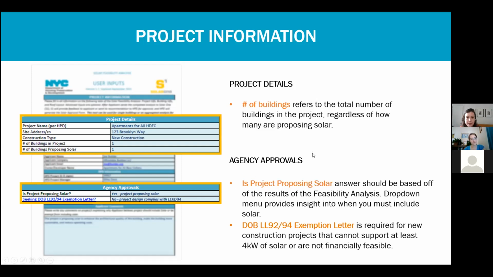And then the second field is about whether or not you need a DOB, local law 92/94 exemption letter. So this is applicable to new construction projects, and you would need it either if your project can't support 4 kilowatts of solar or is not financially feasible. And again, the drop-down options will help you determine which one to pick.